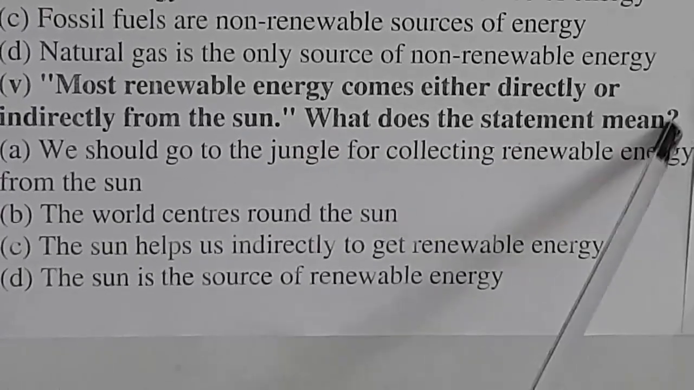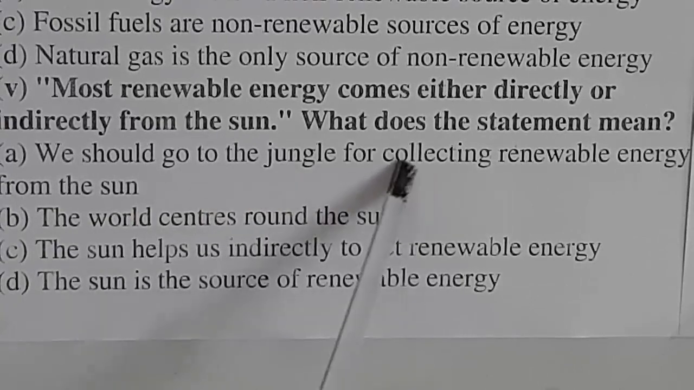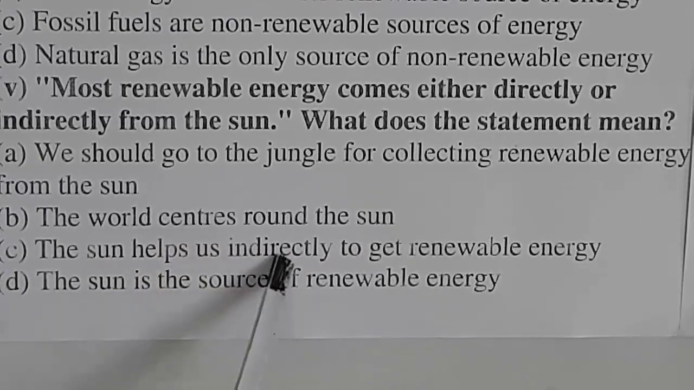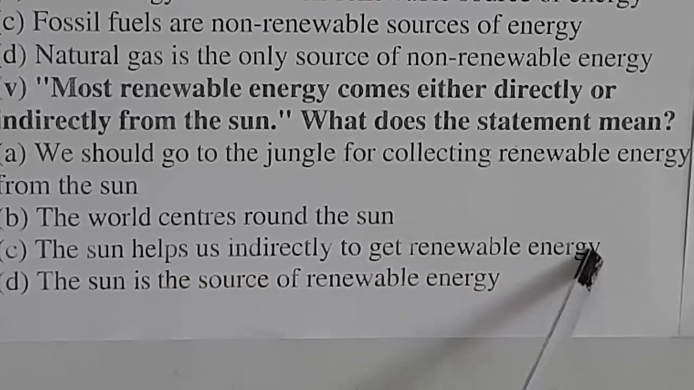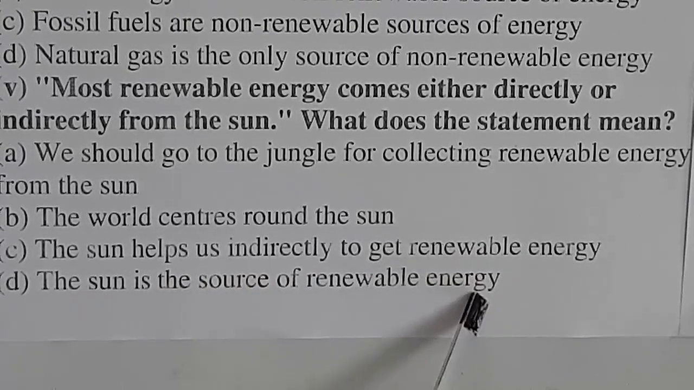Number 5, most renewable energy comes either directly or indirectly from the sun. What does the statement mean? A, we should go to the jungle for collecting renewable energy from the sun. B, the world centers around the sun. C, the sun helps us indirectly to get renewable energy. And D, the sun is the source of renewable energy sources. So according to the passage, the answer will be: the sun is the source of renewable energy.